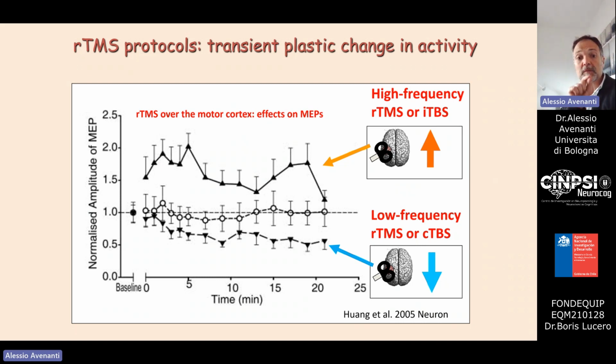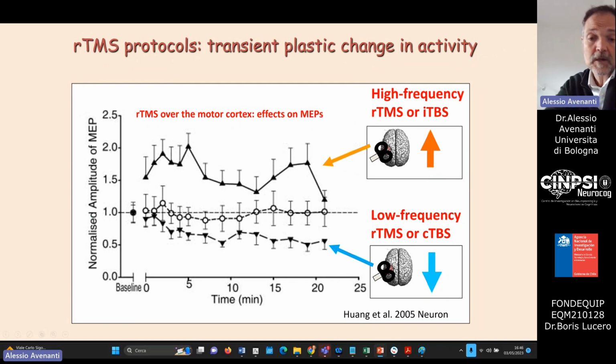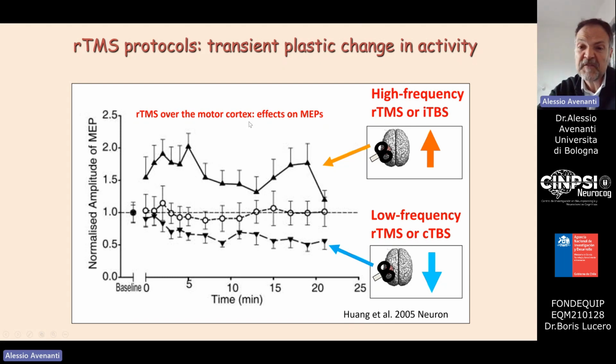For example, when applied to the motor cortex, you can observe that high frequency standard TMS or intermittent theta burst tend to increase motor evoked potentials over time. You can observe some effects lasting from a few minutes up to 50, 60 minutes, 1 hour, depending on the duration of the stimulation protocol. On the other hand, low frequency repetitive TMS or continuous theta burst stimulation tends to decrease motor evoked potentials over time. The white circles show sham stimulation, so placebo stimulation, and you don't see really a modulation over time.